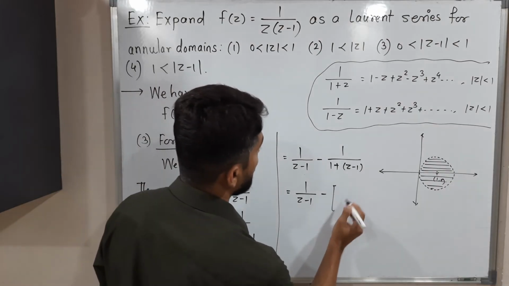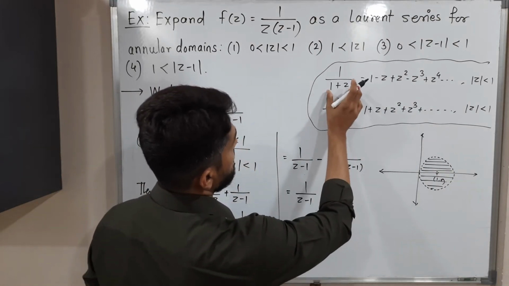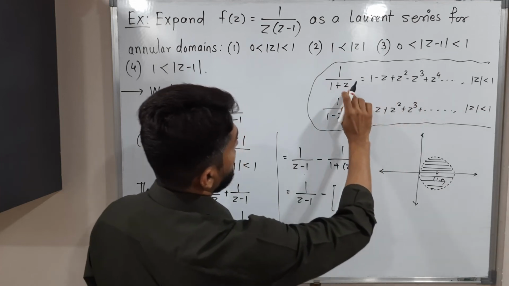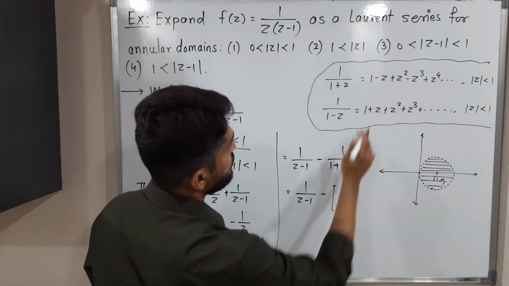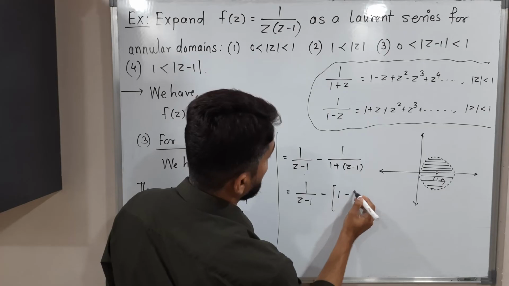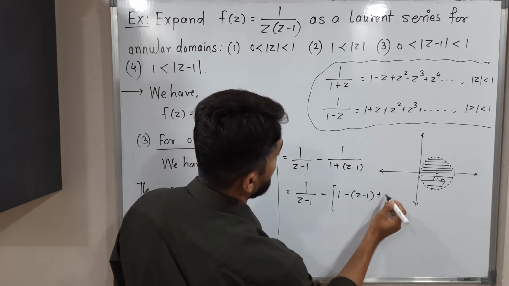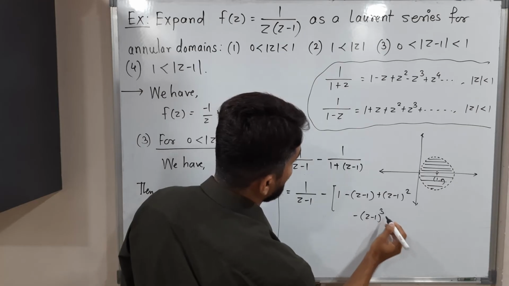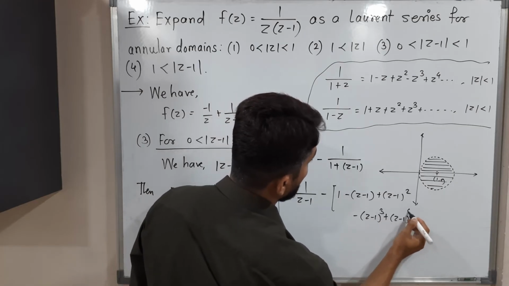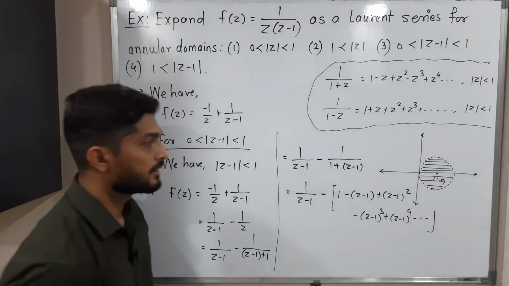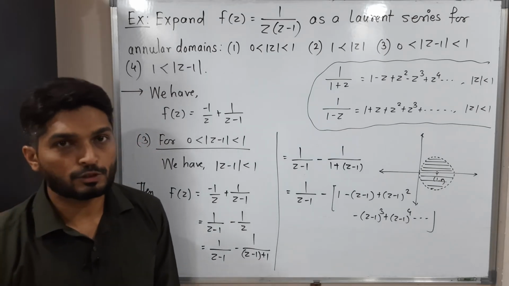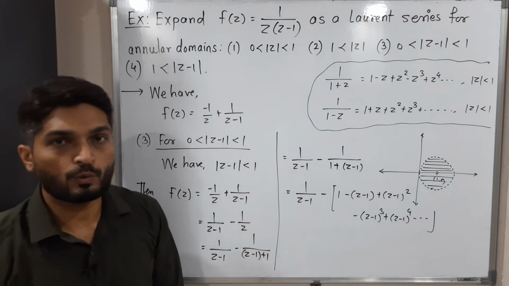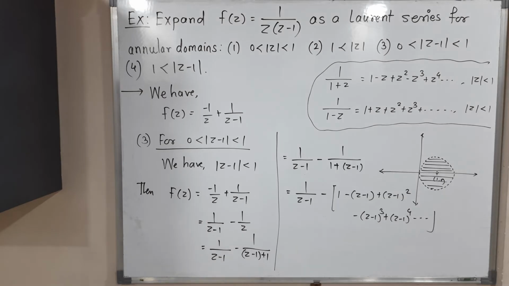So by this series I can write, see, this expansion I am going to use. In place of z, simply we have z minus 1. So let us write 1 minus z minus 1 plus z minus 1 square minus z minus 1 cube plus z minus 1 raised to 4 and so on. So this is the required Laurent's expansion. Okay, so the third sub question is also over. So let us go for the last sub question.